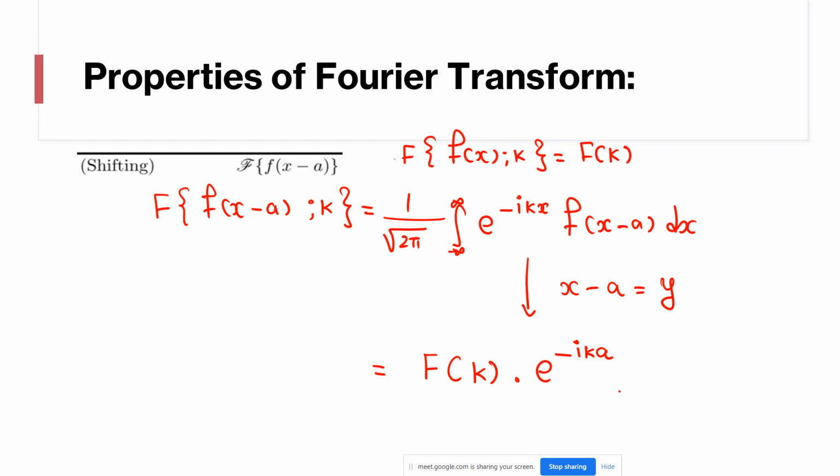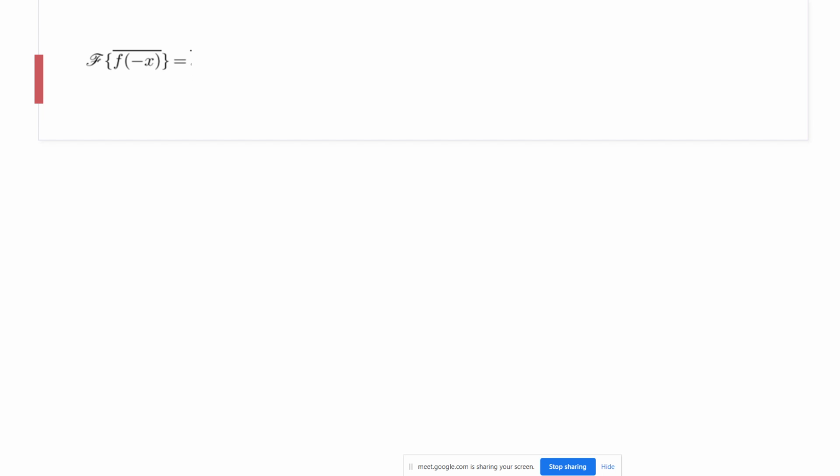And then this is a wonderful property. Over here, I want to find out the Fourier of f of minus x whole conjugate. So, by the formula, this is nothing but 1 upon root 2 pi integrating minus infinity to infinity e raised to minus i k x f of minus x conjugate dx. So I've just applied the formula over here.